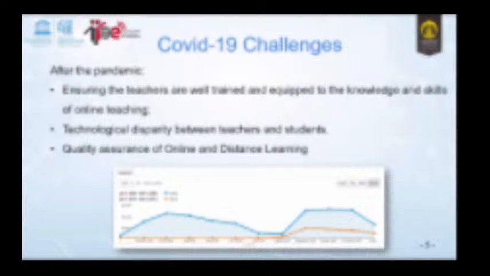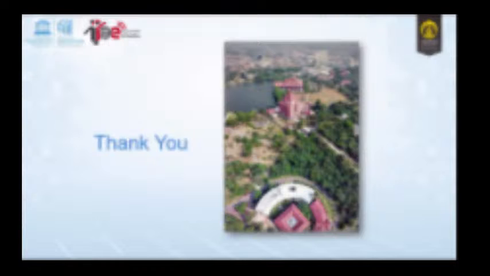At this time, UI also realizes that in the post-pandemic or the new normal, UI still has several challenges to overcome, such as ensuring the teachers are well trained and equipped with knowledge and skills in online teaching, and addressing the technological disparity between teachers and students. We also have to make a more comprehensive approach to the quality assurance of online and distance learning. That is all about our experience and what we have done during the pandemic.